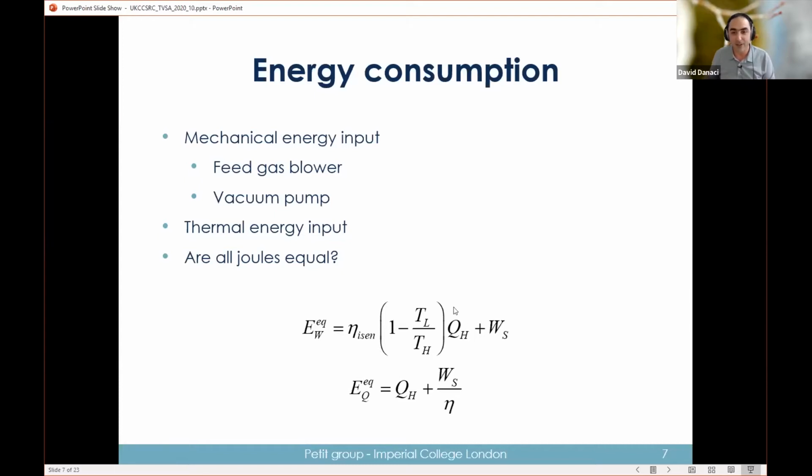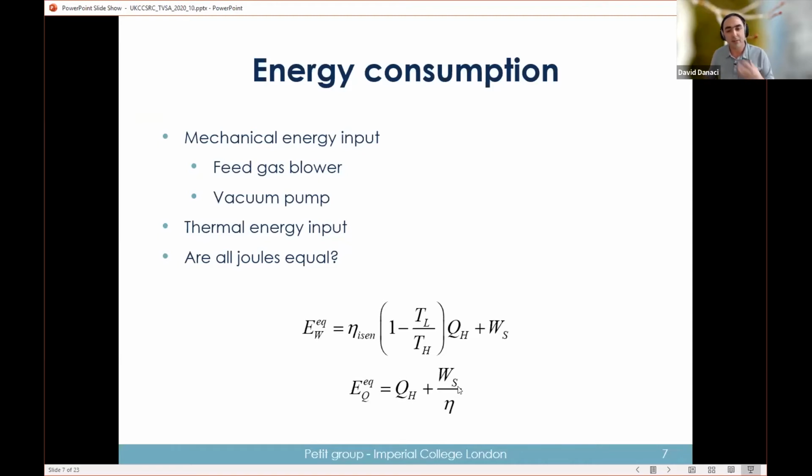So that way you can convert your heat energy to a mechanical work basis. The other alternative is to convert your mechanical work to a heat basis and have kind of the thermal energy equivalent. And this is the approach that I'll be using in these slides today.